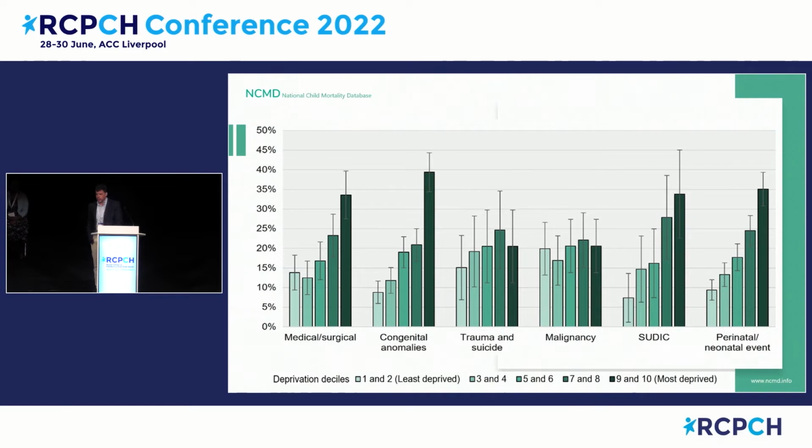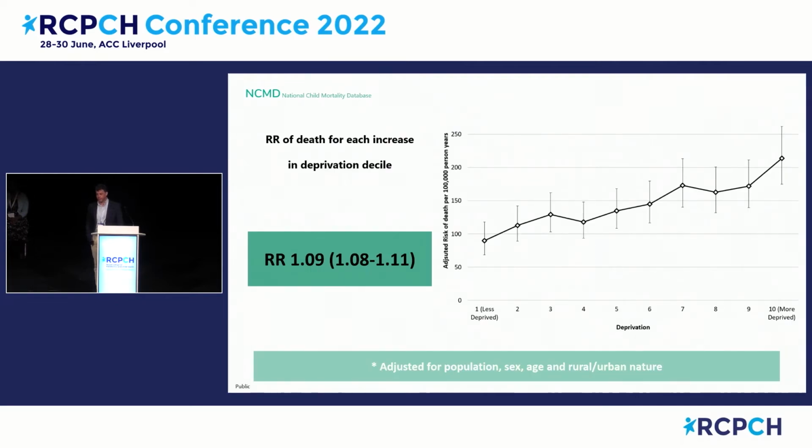And this profile was seen across nearly every category of death that we record: medical and surgical, congenital anomalies, trauma and suicide, SUDICs, as well as perinatal and neonatal events. However, interestingly, as already mentioned, we didn't see this with malignancy. We saw no association in any of the analyses between the risk of dying of malignancy and deprivation.